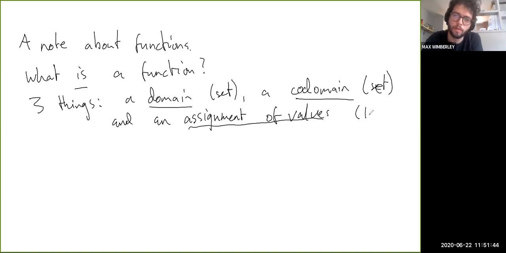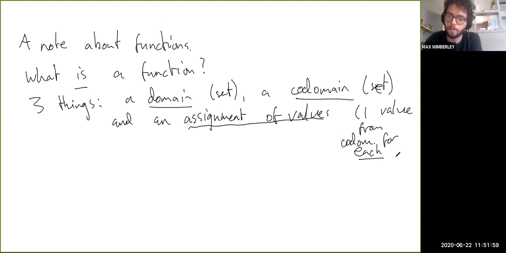So one value from the codomain for each value in the domain, right? So the domain is the entirety, right?